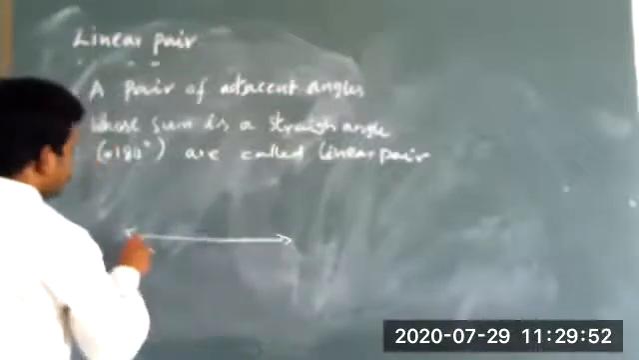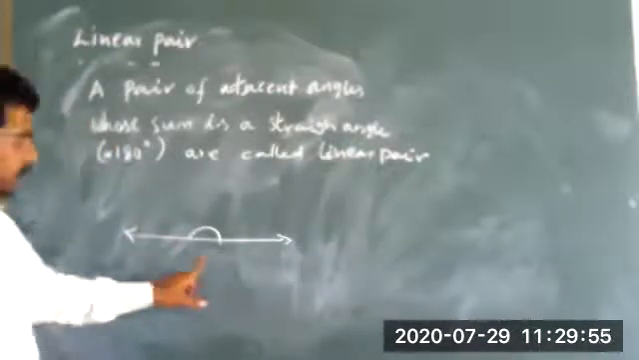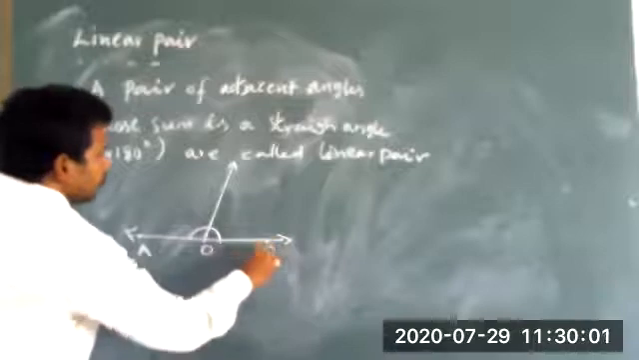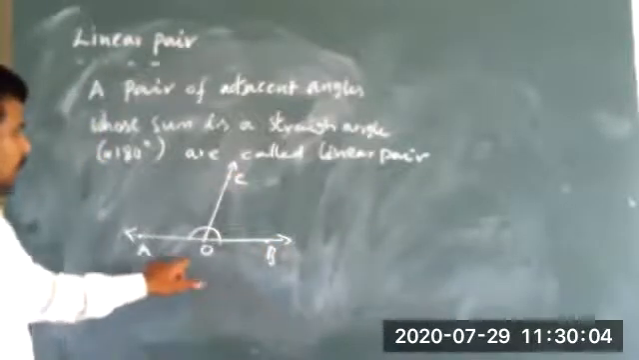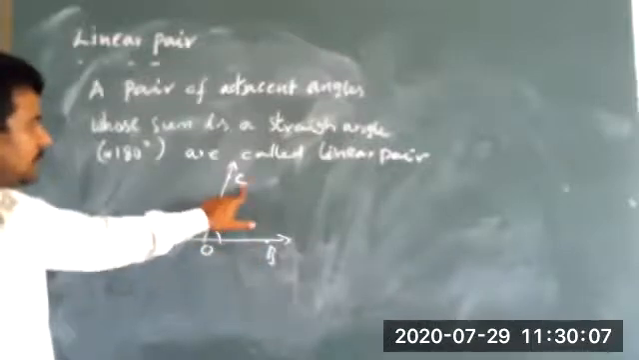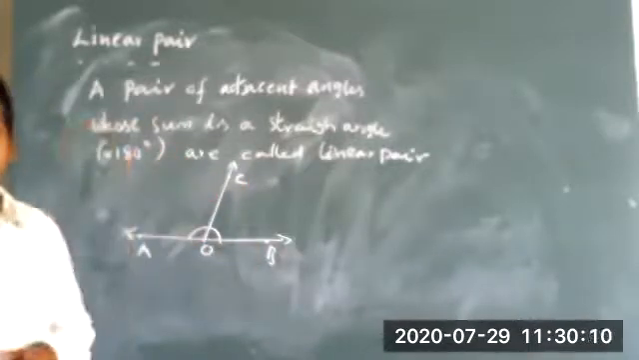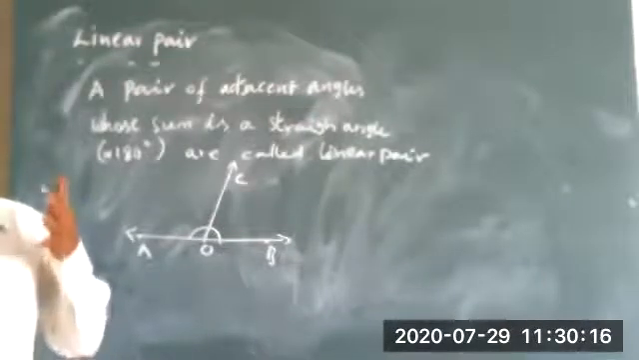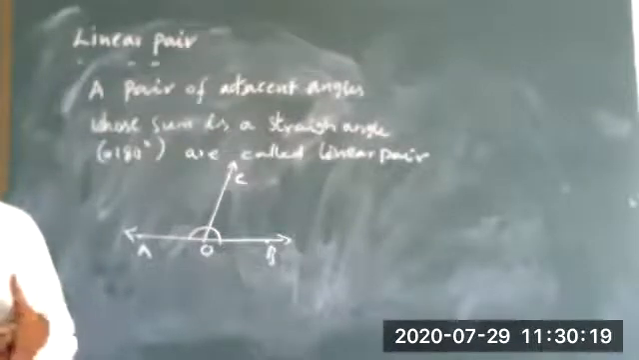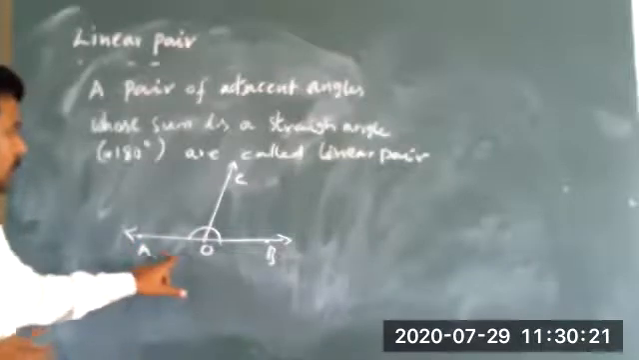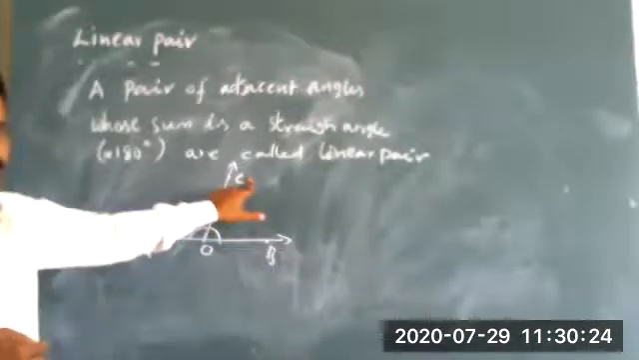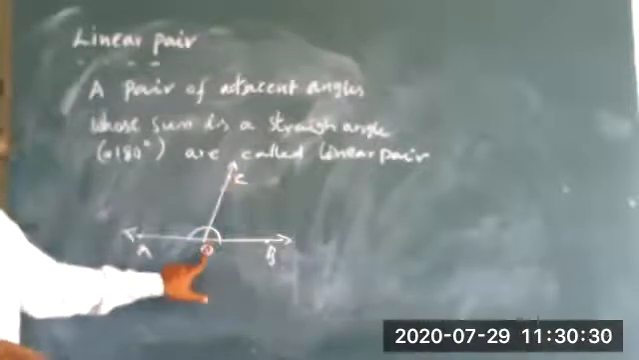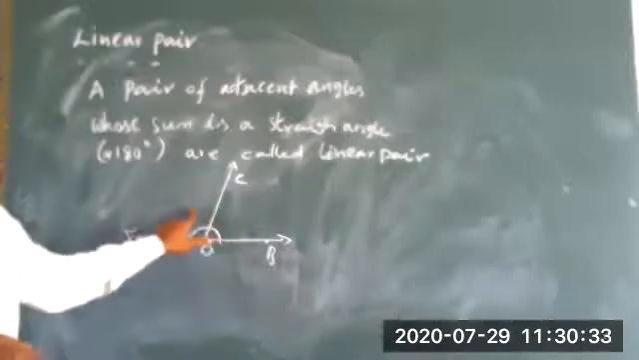First, take this example. This is a straight angle, like this. This is O, A, B, and C. So angle AOC and angle BOC are both adjacent angles. What are adjacent angles? Angles having a common vertex and a common arm are called adjacent angles. So angle AOC and angle BOC have a common arm. What is the common arm? OC. And the common vertex, children? O. So these two angles are adjacent angles.